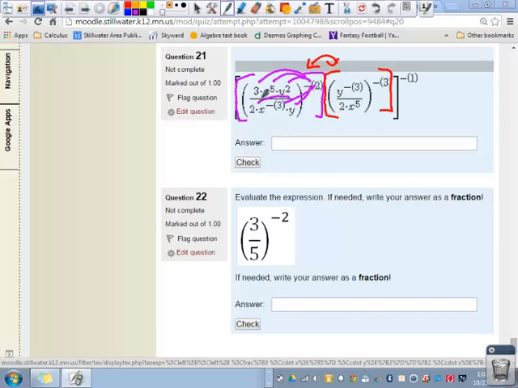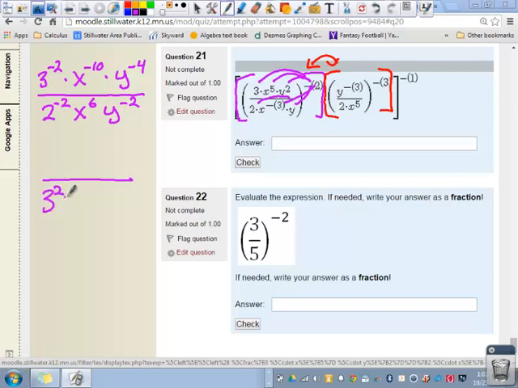Right there. So I got 3 to the negative 2 times x to the negative 10 times y to the negative 4 all over 2 to the negative 2 x to the 6th y to the negative 2. Okay? Now at this point, I'm going to flop anything with a negative exponent. So my 3 squared is now on the bottom, x to the 10 is now on the bottom, y to the 4 is now on the bottom, this 2 squared is now on the top, x to the 6 stays on the bottom there, and y squared is now on top.